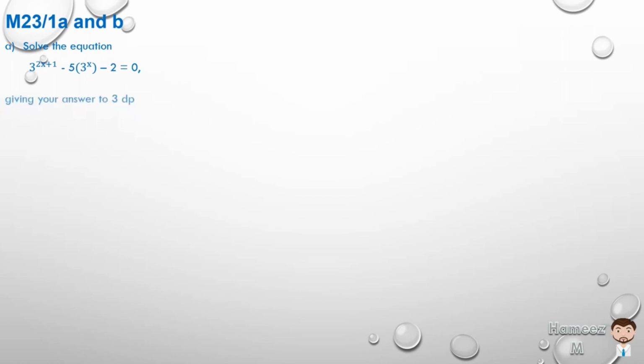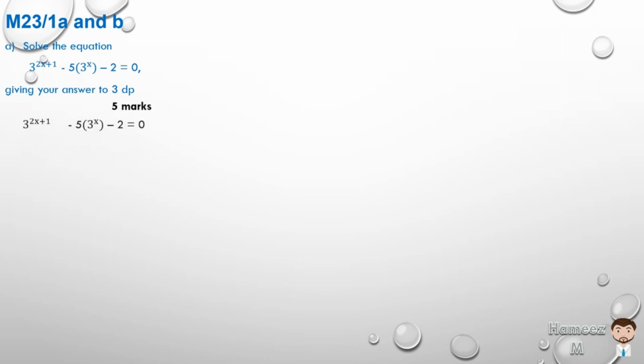May 2023, number 1A. Solve the equation 3 to the power 2x plus 1 minus 5 times 3 to the power x minus 2 is equal to 0. Giving your answer to 3 decimal places.